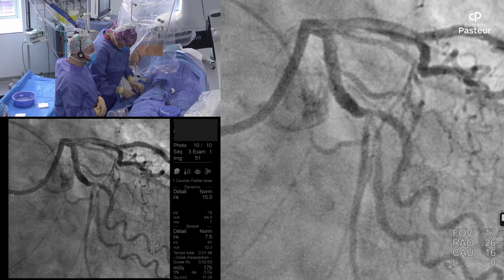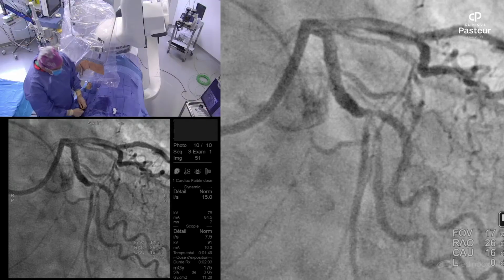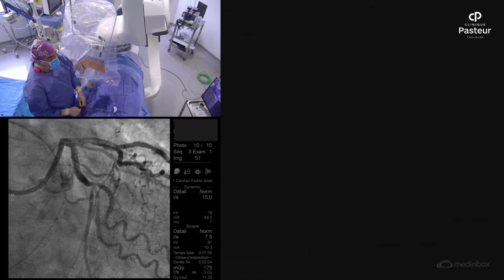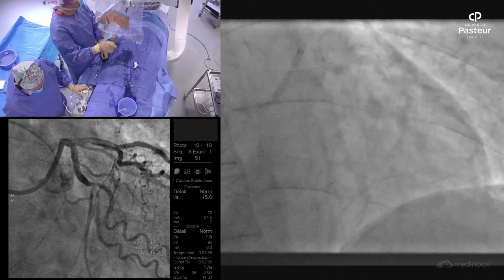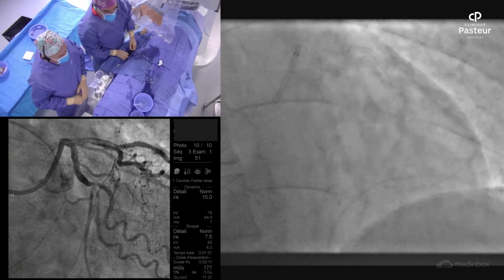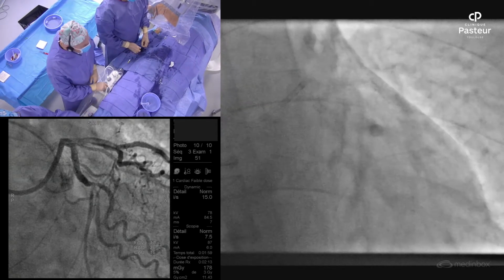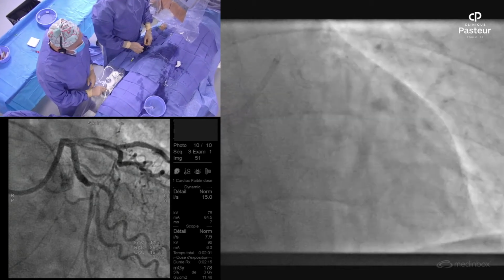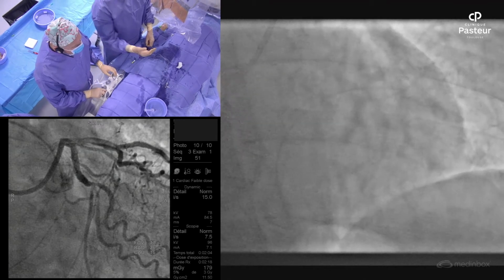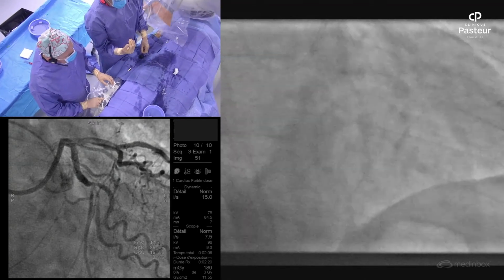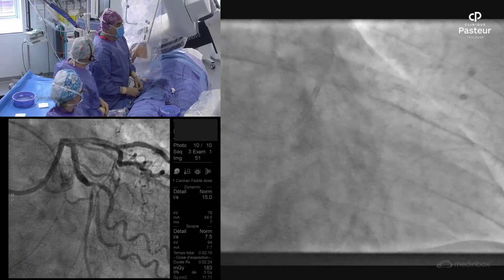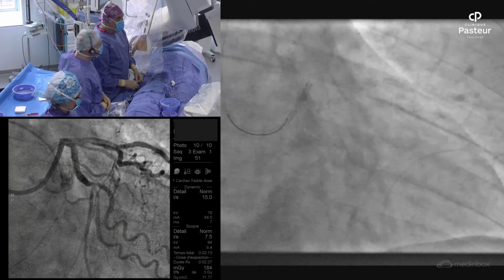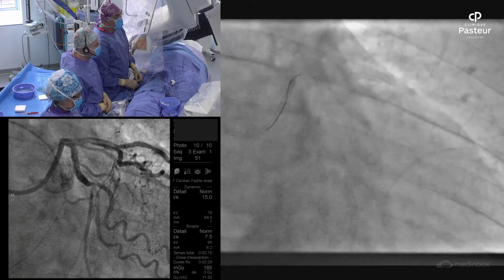Okay, so we start now with the first wire. The first wire is a BMW wire, the wire that you usually use. Maybe we need to take the same view, which is 26 RAO and 16 caudal. The guiding catheter is a 6 French, correct? XB 3.75, 6 French.